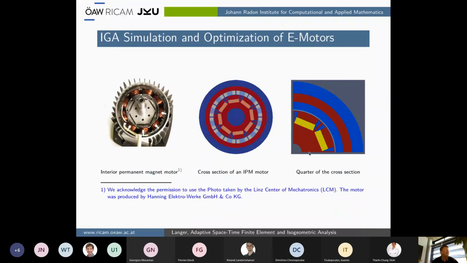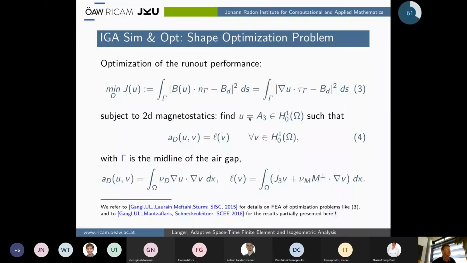So now I have an intermezzo of, say, 5 minutes. Optimization, IGA simulation optimization of electrical motors. So you see, of course, the rotor is a circle. The cross section is a circle, so you can represent the circle by NURBS in an exact way without geometrical errors. Usually you compute a quarter of the cross section, but I will show you the full cross section.